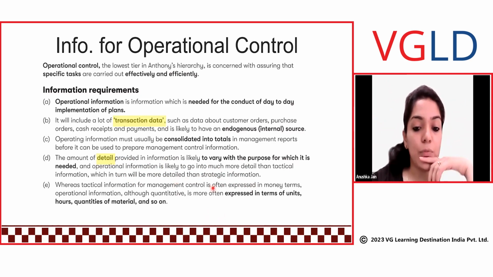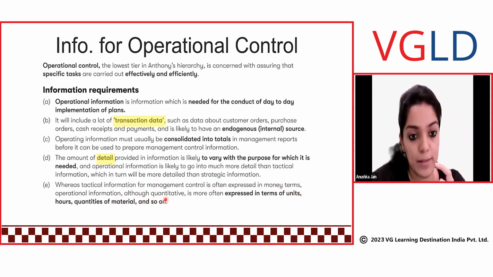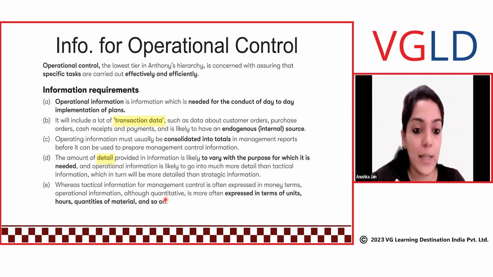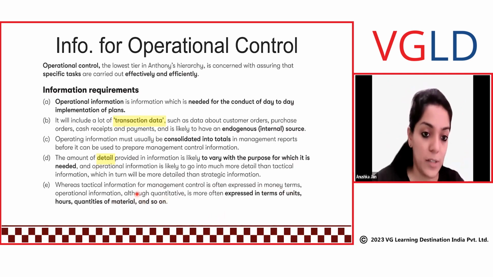Whereas tactical information for management control is often expressed in money terms, operational information, although quantitative, is expressed in terms of units. What is the number of units we need to manufacture today? How many hours does the labor need to work today?